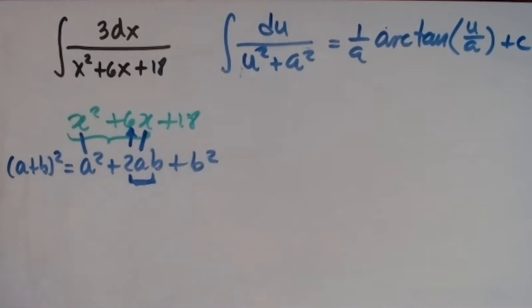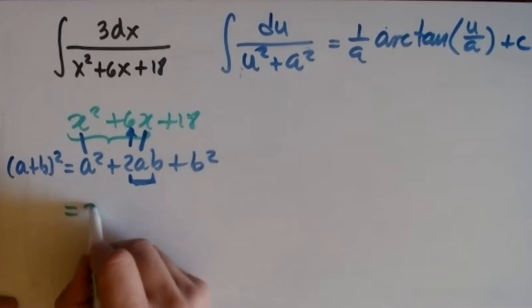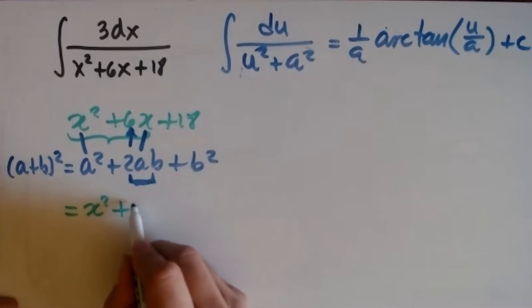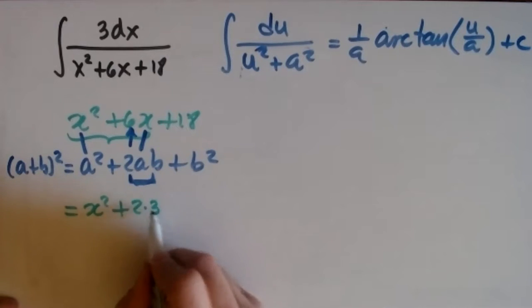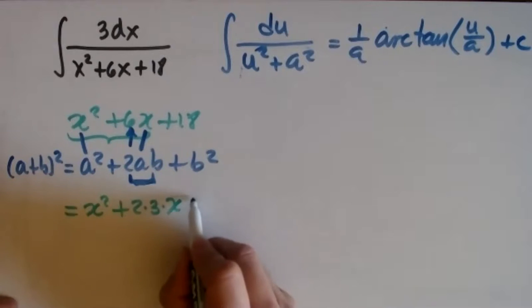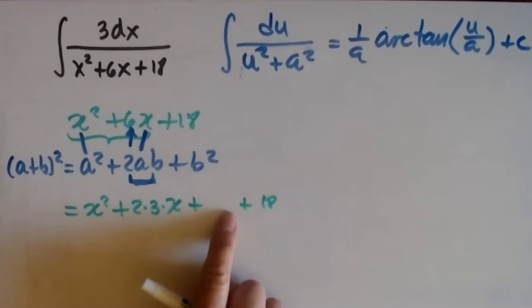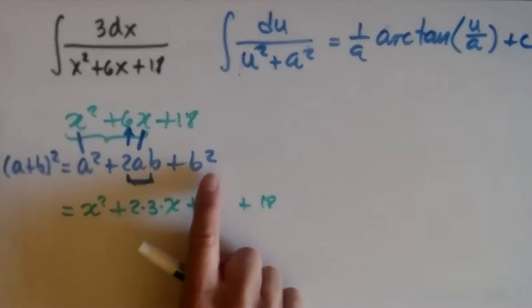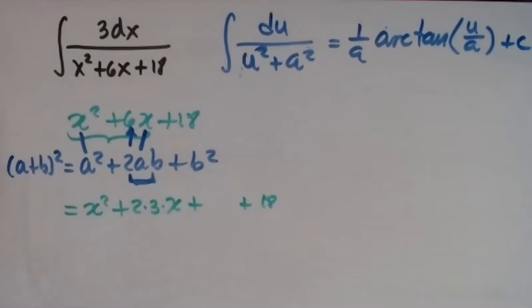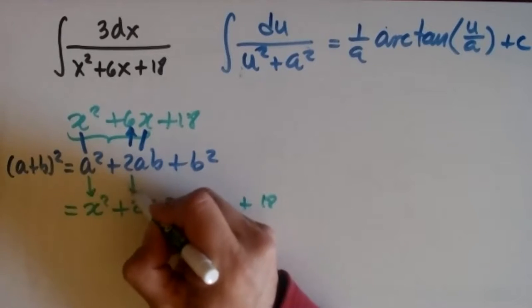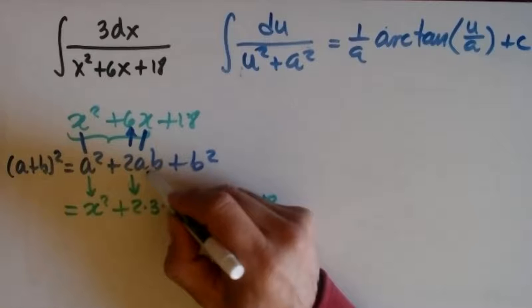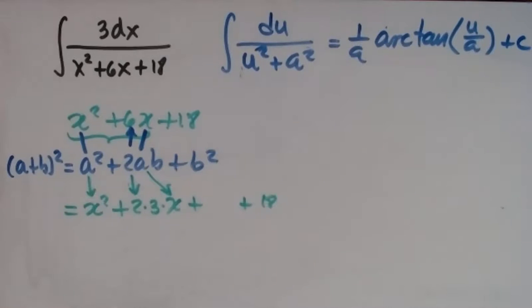Let me just break my fraction. My product is x squared. I don't change that. Then 2 times 3 times x, correct? Plus 18. And I'm going to put here a space because I need b squared. So let's see now. Again, a squared is x squared. 2 is 2. A is x. So who has to be the b? No way out. B has to be the 3.